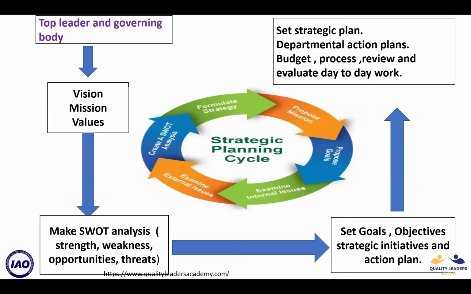Now, here, the same thing: the top leader and the governing body are supposed to frame the vision, mission, and values, make SWOT analysis, set the goals, objectives, strategic initiatives and action plans, and then set the strategic plan on the departmental level, give the budget, process review, evaluate day-to-day work. This is how the cascade in action is.